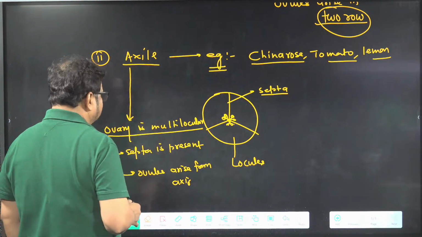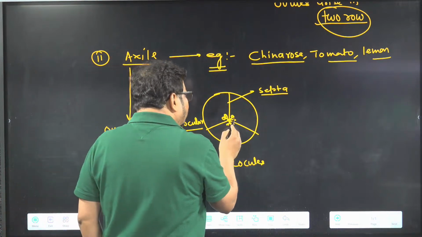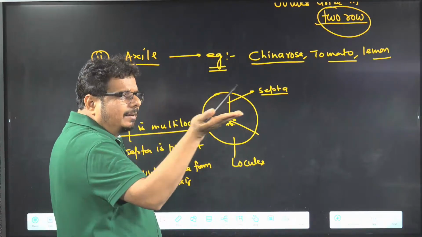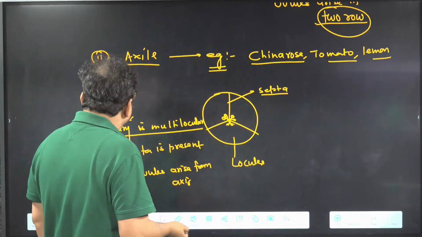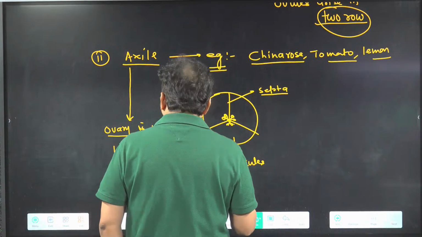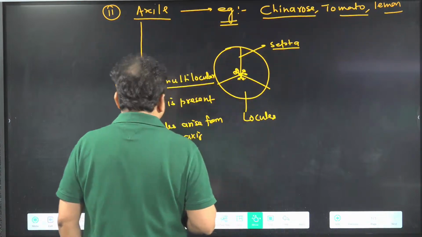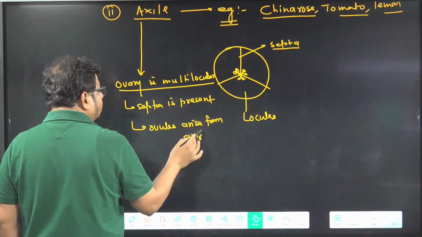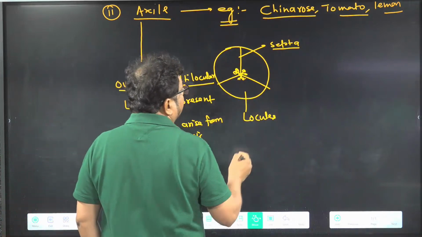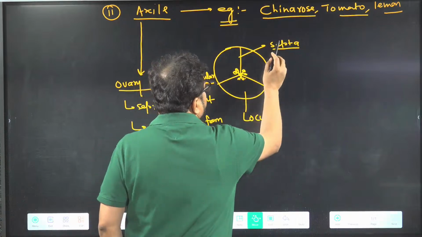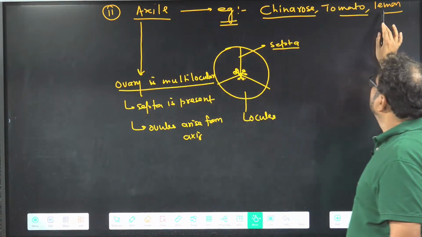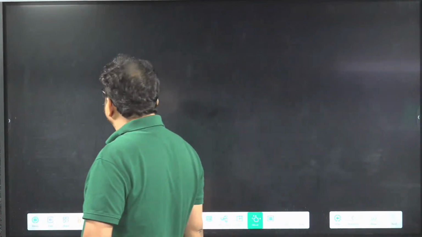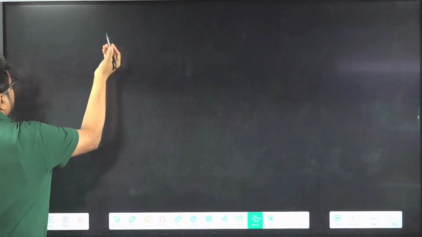Look here. So, it is about which one? Axile placentation. And when the ovule is converted into seed, when you cut the lemon, it is converted into which one? Seeds. So, this is about which one? Axile placentation. What are the key points? Ovary is multilocular, septa is present, ovules arise from the axis. And these are the locules. Examples are China rose, tomato, lemon. That's over. No need to give a lot of detailing.